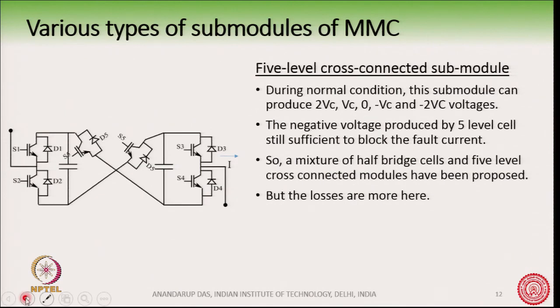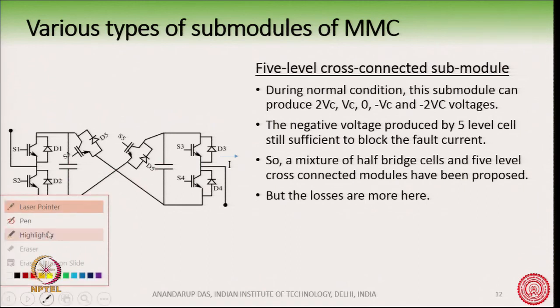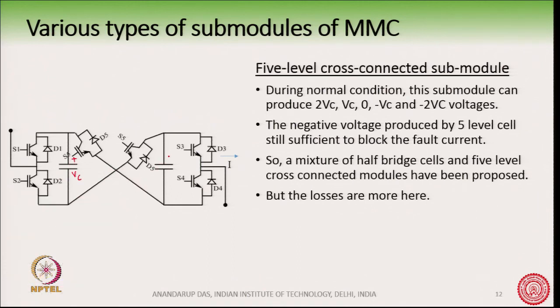Again, there is one more here. This is also interesting because this will give a 5 level cross connected submodule. So, this voltage here will become 5 level. How can it become 5 level? You can make it like this is Vc and this is also Vc. Therefore, you can get 2 Vc, Vc, 0, minus Vc and minus 2 Vc between these two points.